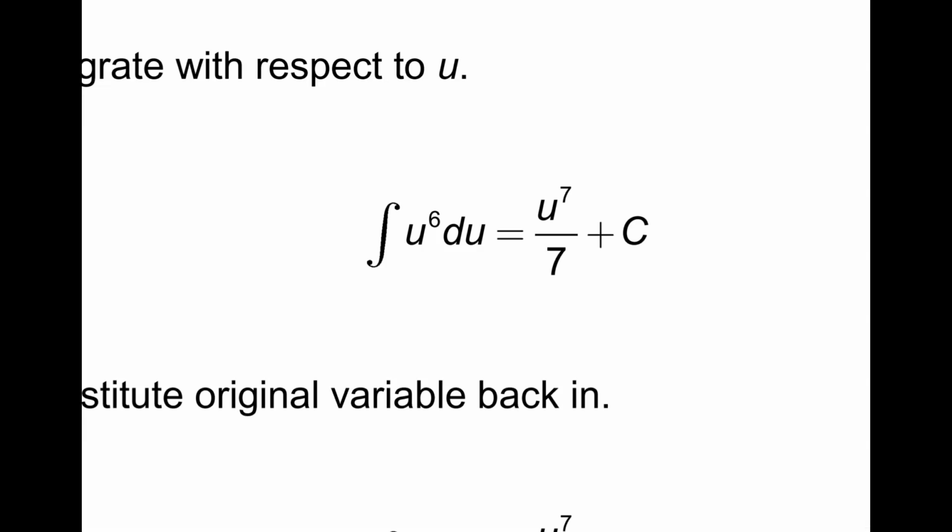Then integrate with respect to u. Okay, so this is easy, right? You know this. It's just the power rule. Add 1 to the exponent, divide by our new exponent. So this is just u to the 7 over 7 plus c. It is an indefinite integral. There are no bounds, it's not from 5 to 6. There are no bounds, so you must add the plus c.